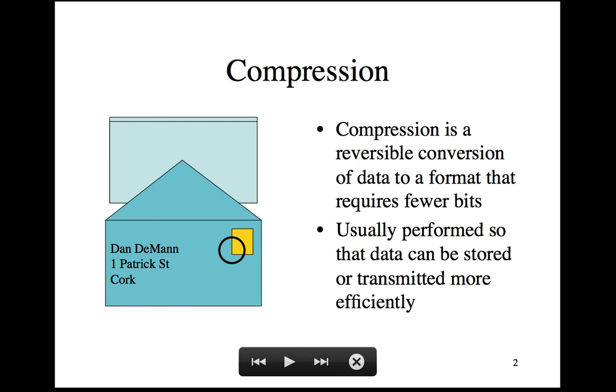So anyway, we have compression, where we fold it up. We send it nice and small, and then when it gets to the other end, we have decompression. Okay?